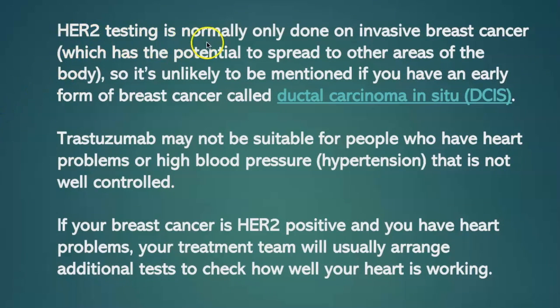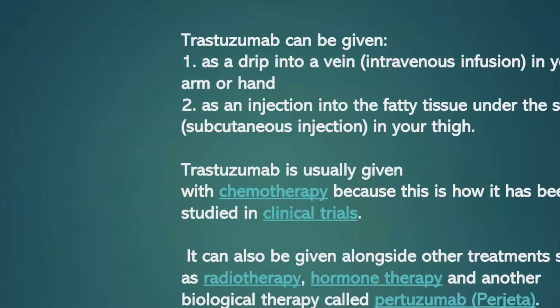Now, the HER2 testing is normally only done on invasive breast cancer. So if it's an in situ, that's not necessary. But once it is invasive, they're going to test for HER2. And then they're going to review the patient record to see whether or not trastuzumab or Herceptin is suitable. So if certain people have heart problems or high blood pressure that is not well controlled, they may have a different prescription. So that will be determined on an individual basis.